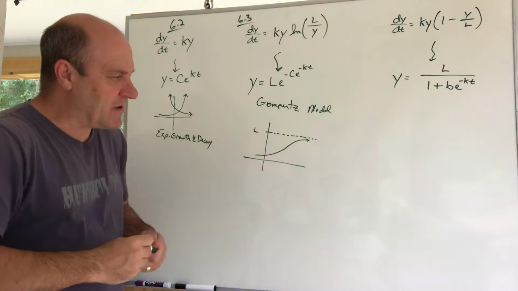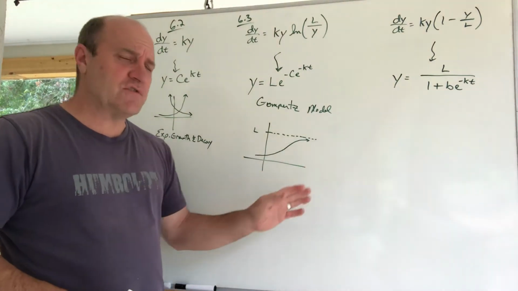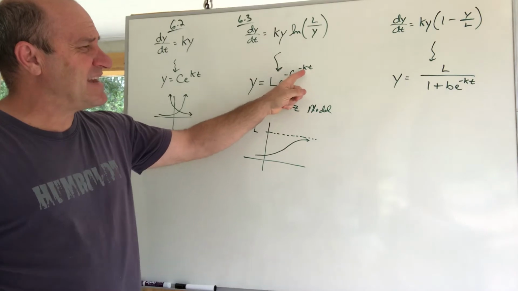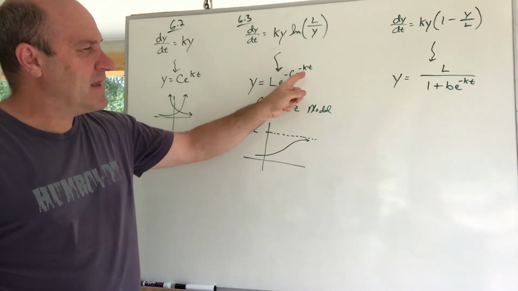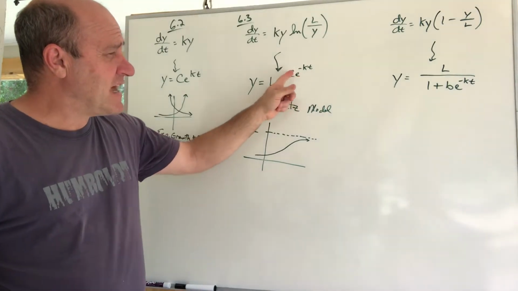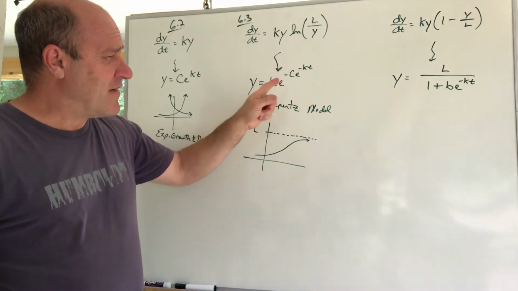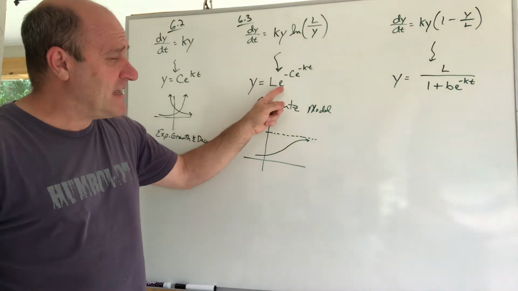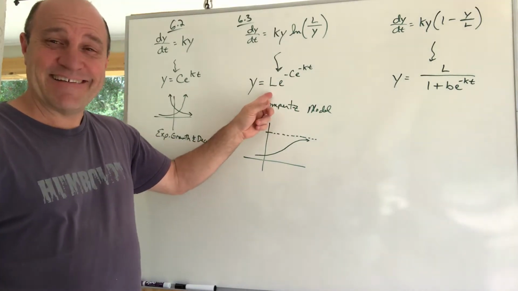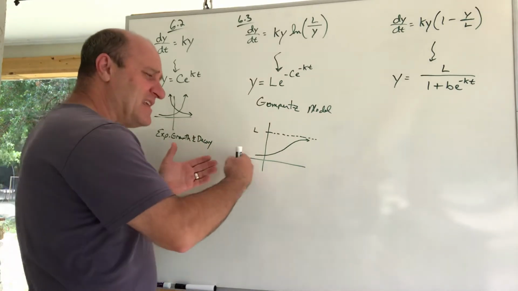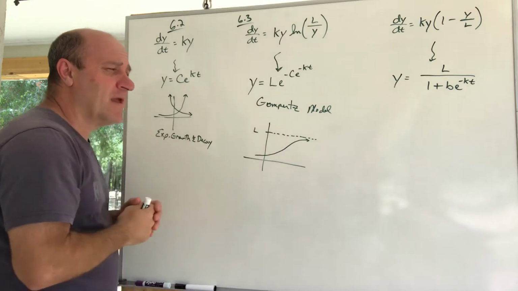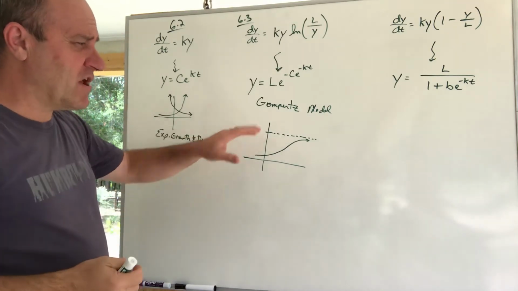Let's just try something. If we took the limit as t goes to infinity, we get e to the negative infinity. You know, e to the negative infinity is 0. 0 times c is 0. I've got e to the 0. e to the 0 is 1. And so I get L. So I just took the limit as t goes to infinity, and the answer was L in this model. So there was a couple good word problems.